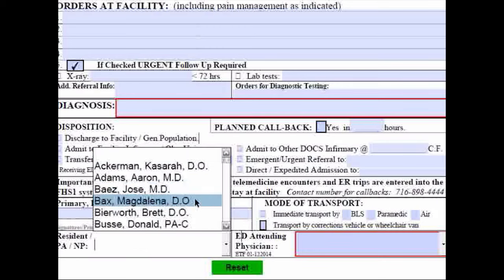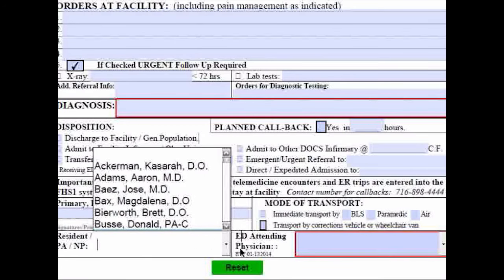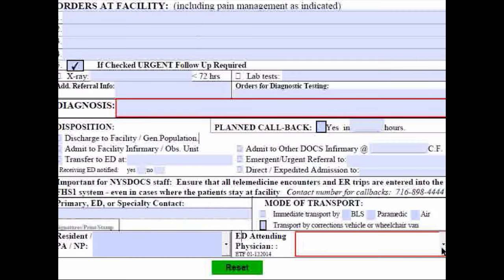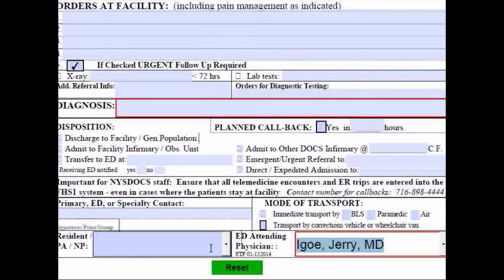Pick your name in the list here. Everybody should be in this list that works at ECMC. If you're not, then let me know. And then the attending that you're giving a report to, jot that down too. These are all clickable. Once you click on it, it will add the name for you.